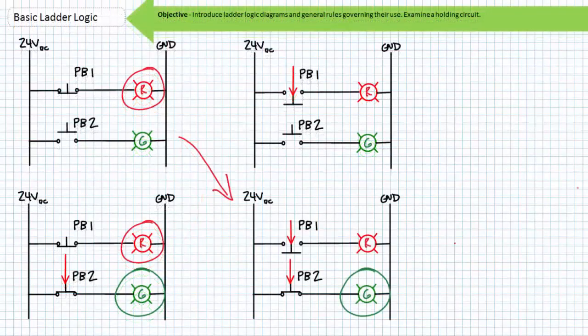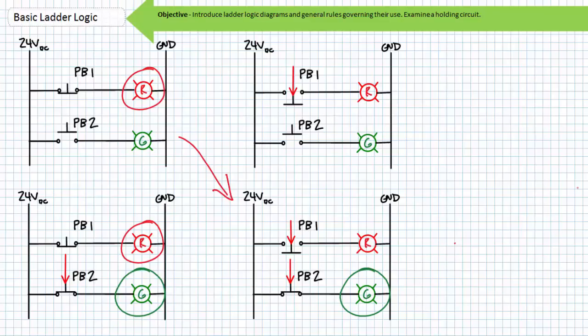Finally, if an operator were to actuate both normally closed push button 1 and normally open push button 2 simultaneously, PB1 would open and PB2 would close. The red pilot lamp would de-energize, and the green pilot lamp would energize. The state of the system is now red light off, green light on.